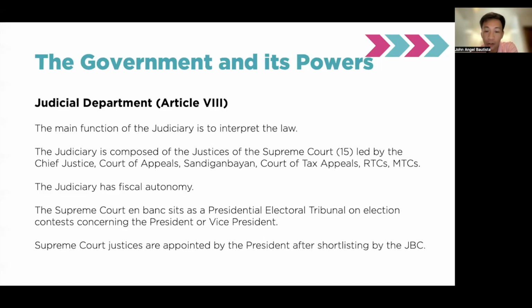Supreme Court justices are appointed by the President after shortlisting by the JBC. So yung justices ng Supreme Court, actually kahit hindi nga yung sa Supreme Court, they are appointed by the President, no? But the President can only choose from those shortlisted by the Judicial and Bar Council, no? So hindi naman siya kung sino lang, no? The Judicial and Bar Council will have to screen first kung sino yung shortlisted.